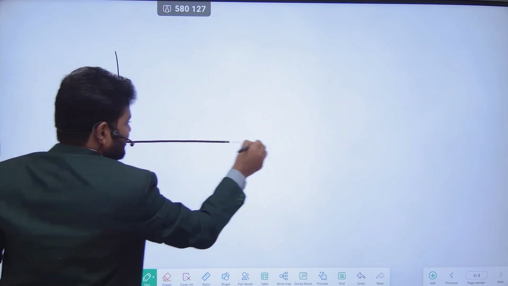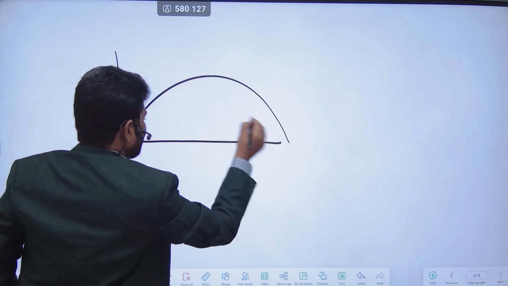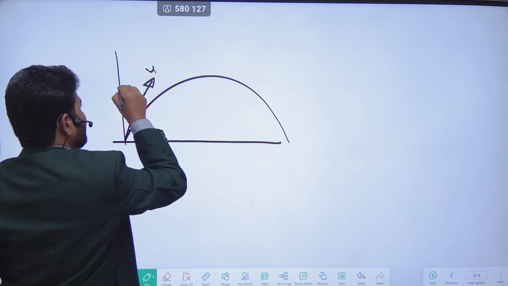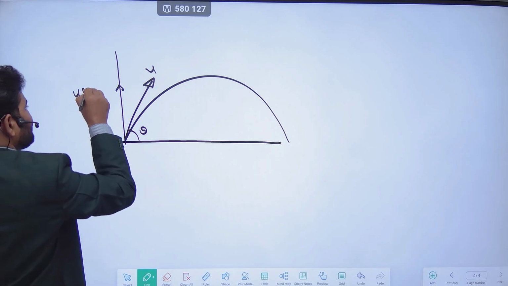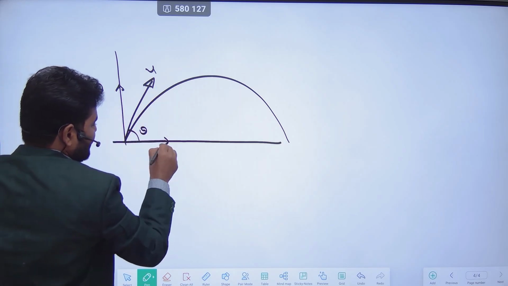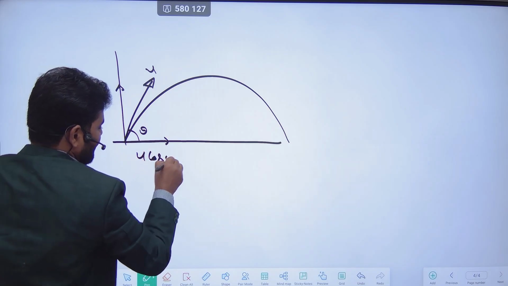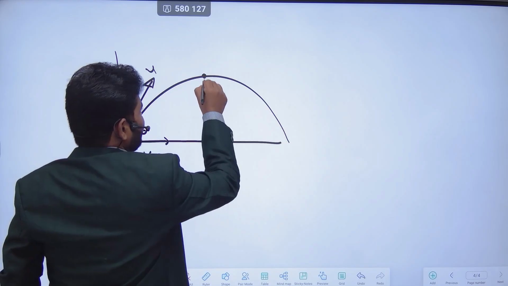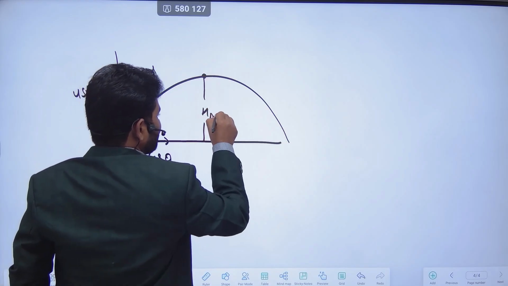we are taking the same diagram. Here it is projected at an angle of theta with the speed u, and this is u sine theta. This is the horizontal component, that is u cos theta. Okay. If we talk about the maximum height, this is our h max.